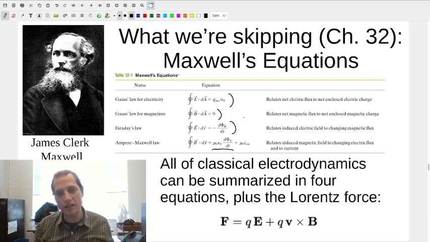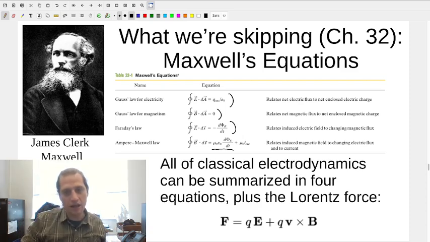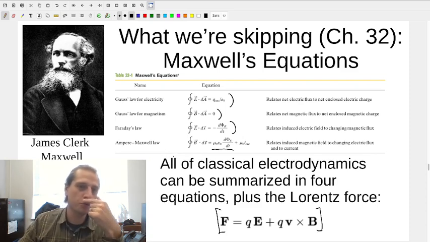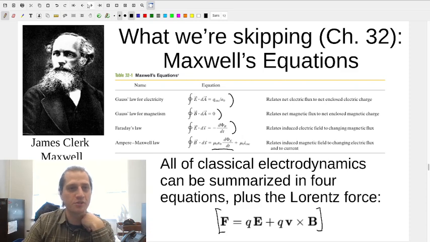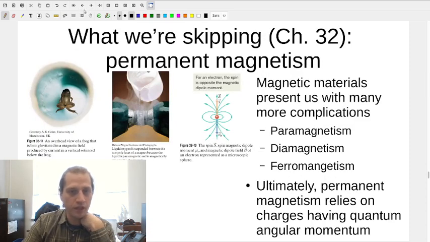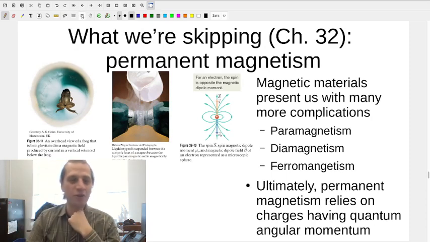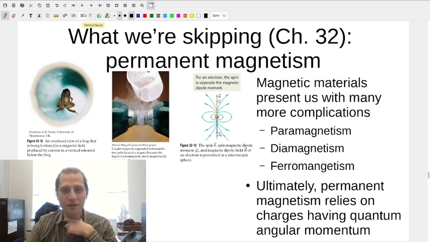And so all of classical electrodynamics can be summarized in those four equations plus our Lorentz force equation, which there's still disagreement about whether that's an extra or whether you can get that out of Maxwell's equations themselves. Now, I want to also warn you that we're skipping over a whole lot of interesting material on permanent magnetism. The reason is just it's complicated.